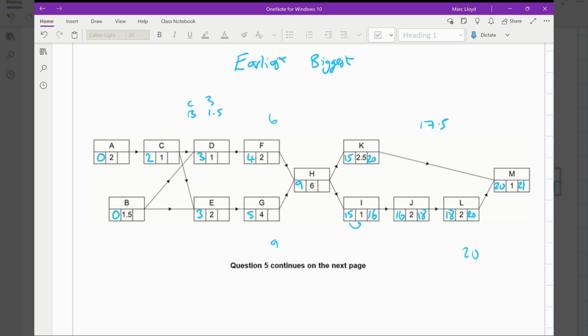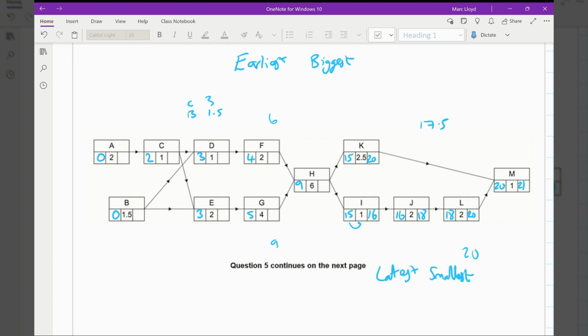Now we have H. We have to figure out what H is. We've got 20 take away 2.5, which is 17.5. Or we've got 16 take away 1, which is 15. And we have to take, for the latest, the smallest number.